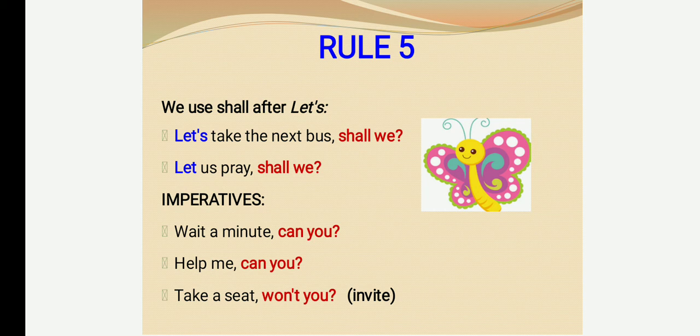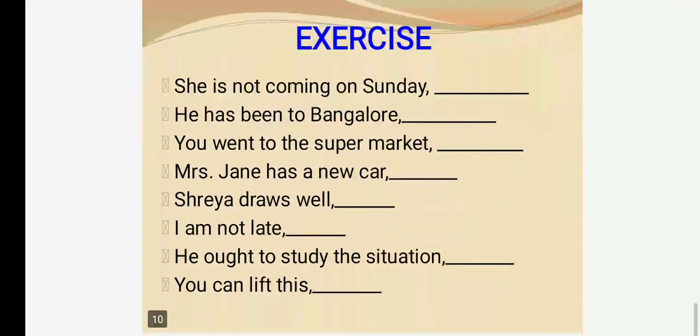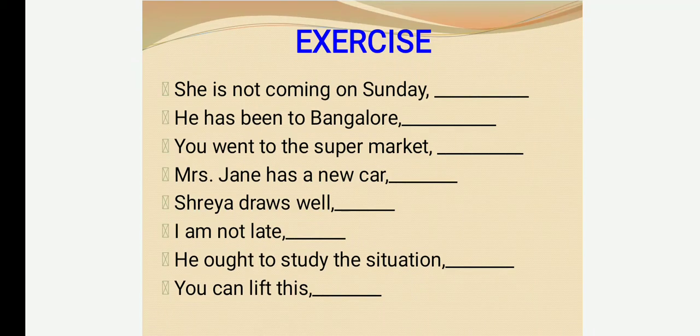If the sentence is affirmative, we have to use won't you. If the sentence is negative, we have to use will you. And for a polite request or anything else, we have to use can you. Let us see the exercise. In order to brush up the question tag, watch what we have learned in the last slides.